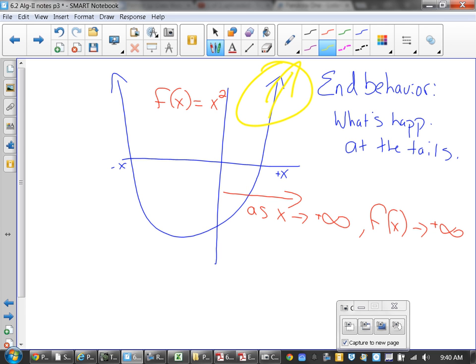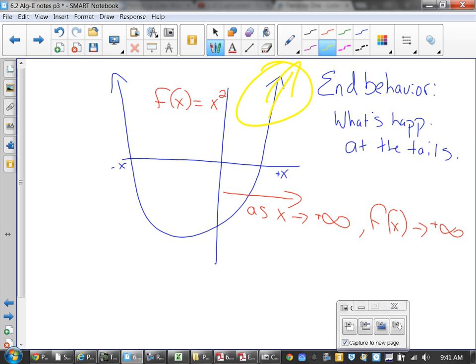Yes, ma'am? Like how would you find that? You're not finding the actual value. You're finding what is it approaching? What does it appear to be getting closer and closer to? The f of x, remember, is synonymous with saying y equals. So as x is getting bigger, y is getting bigger. Or if x is getting smaller, y is getting smaller, or so on, depending upon what the graph looks like.